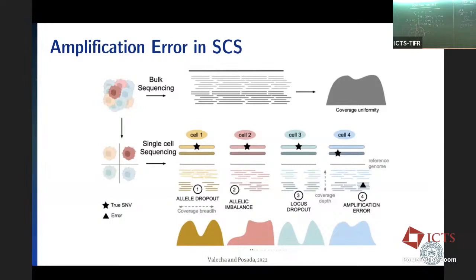Yes, in most cases, you use paired end reads. Not always. Okay. But certainly, you can use that as some sort of signal. Okay.